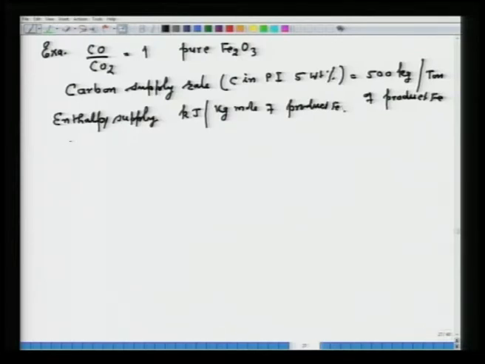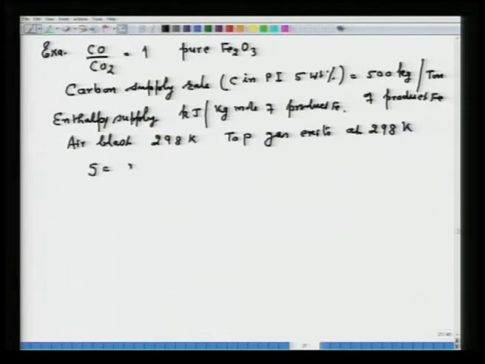Assuming assumption number 1, that air blast enters at 298 Kelvin and top gas exits also at 298 Kelvin. This is our assumption. So, as per the previous equation, I said that the enthalpy supply is equal to NCA into 283,000 O by C G minus 172,000. That was the equation.